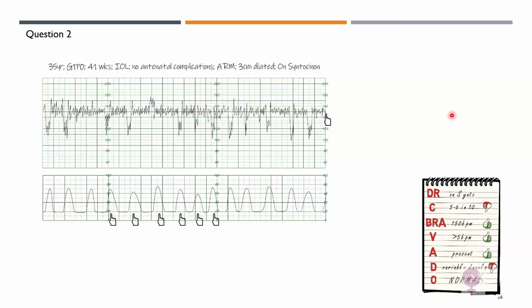Is there variability? Yes, there is variability, even of more than 25. Are there accelerations? Yes, we can see that there is one acceleration present here. Maybe. Are there decelerations? Yes, we have multiple decelerations. Are they coordinating? Are they mirror images of each other? No. They are variable. Are they late? No. But we have variable decelerations. Not the best indicator, since we have 2 negatives, so we can say that this is normal. We can put this as a category 2 patient. We can probably repeat this CTG again after some time, maybe in a different position.